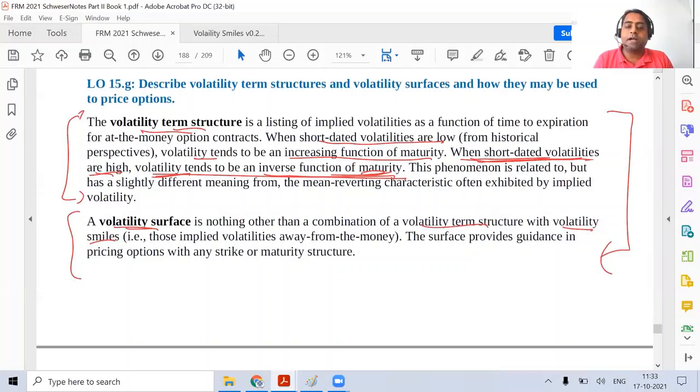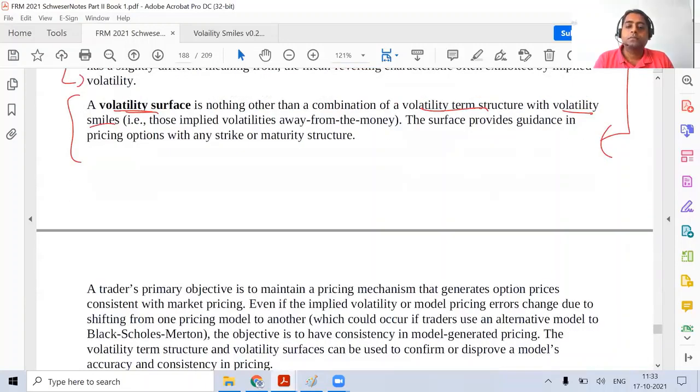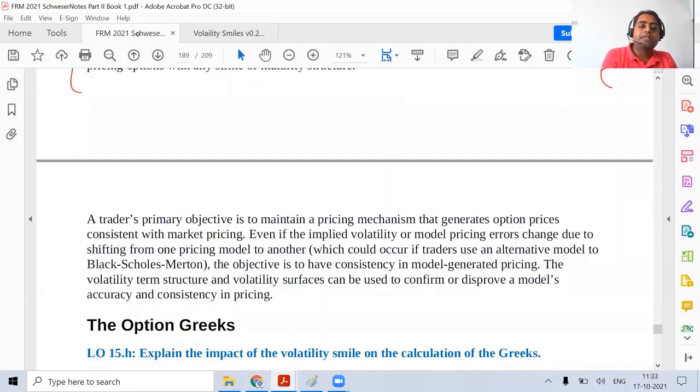Let me take you toward the further part. Read this section. So a lot of traders don't use the BSM model directly in the market. They use the BSM model to calculate implied volatility so that they can take a decision whether to enter into the trade or not. Read this paragraph. They're talking about the same thing, and they're also connecting a point that they might be using different models.